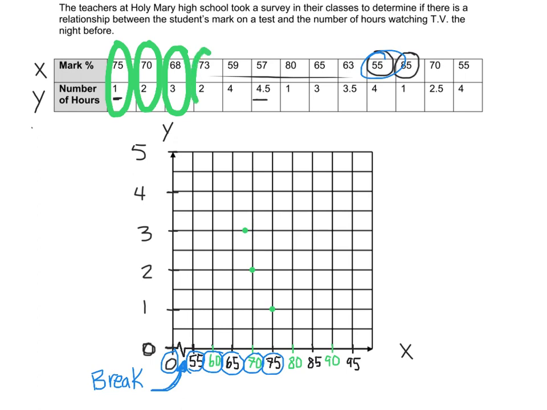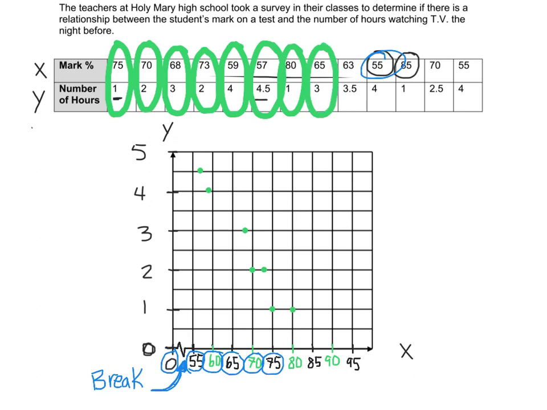Then we have 73, 2. Again, we're going to have to ballpark the 73. So 73, 2 is somewhere there. Then I have 59, 4. So 59, 4 is somewhere there. I have 57 and 4.5. So 57 will have to ballpark, but 4.5 will be right at that line right there. I have 80 and 1. So 80 and 1 is right here.